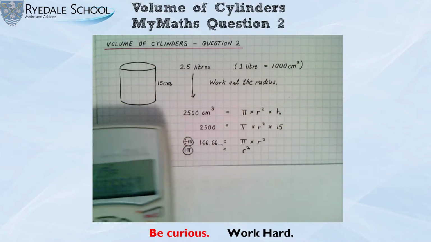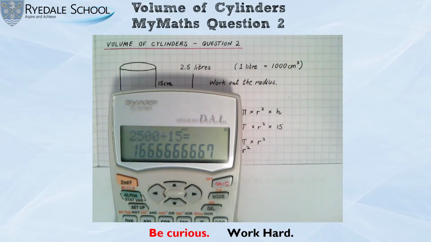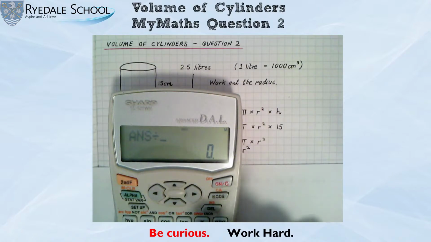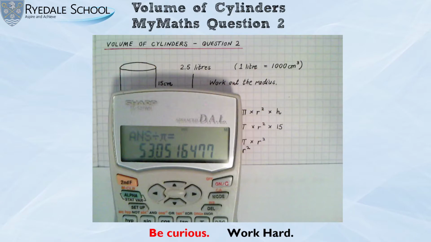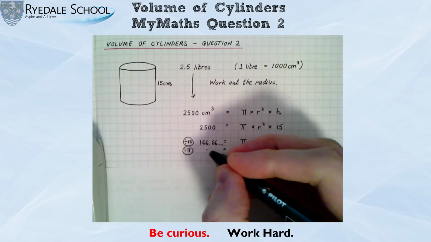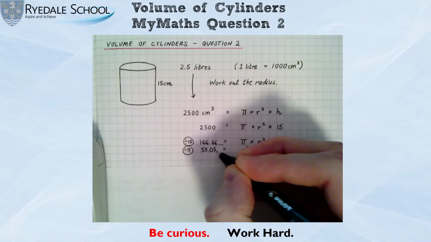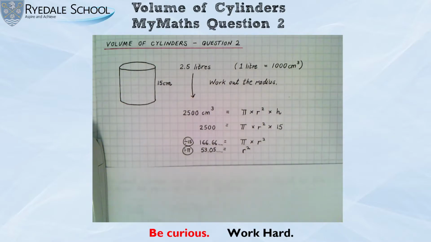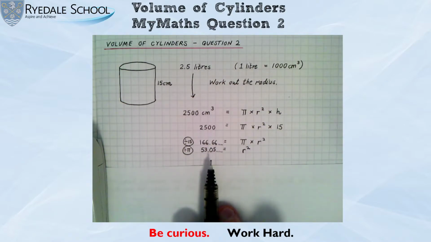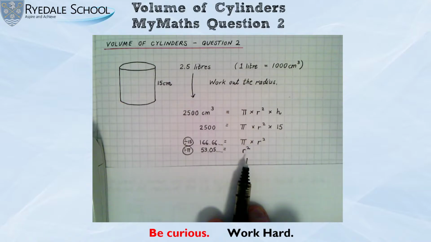Remember that number I had on my calculator? I'm now going to divide that answer by pi. Not 3.14, I'm going to use the pi button. And again, it is going to be another unpleasant decimal: 53.0516, and so on. So 53.05... and that must be the answer to what the radius squared is.